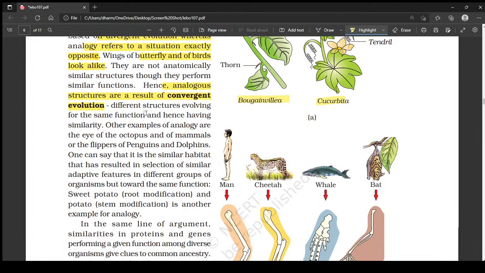Different structures evolving for the same function and hence having similarities. Other examples of analogies are the eye of octopus and of mammals, flippers of penguins and dolphins. One can say that a similar habitat has resulted in selection of similar adaptive features in different groups of organisms, but towards the same function.